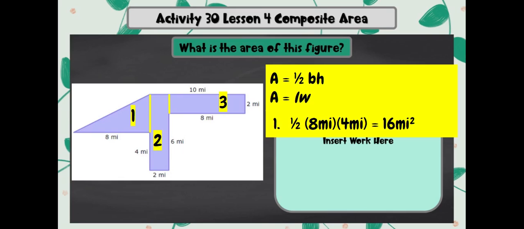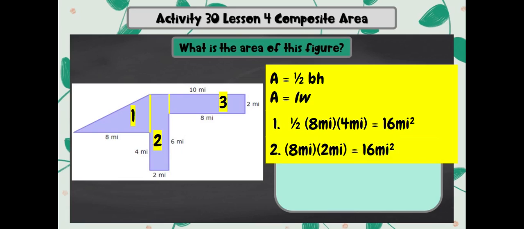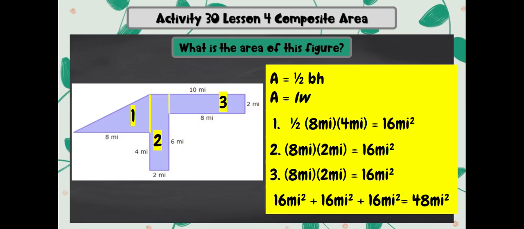1/2 8 times 4 gives me 16 miles squared. For my next rectangle, I have 8 times 2 because I have 6 here and then 2 more there. I have to use this, not the 10, but the 8 times 2, which gives me 16 miles squared. Add all those together, I get 48 miles squared.